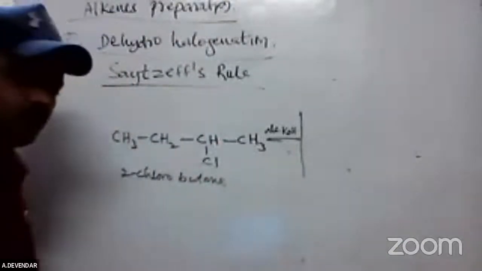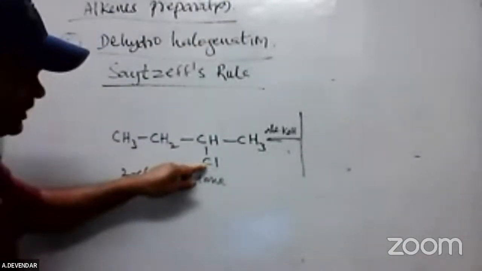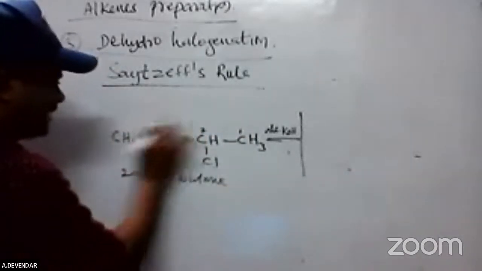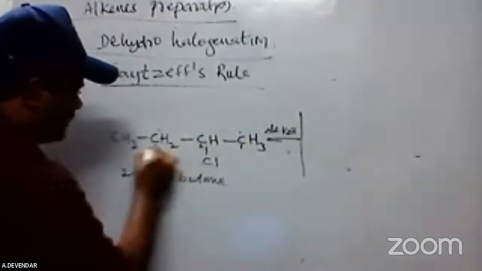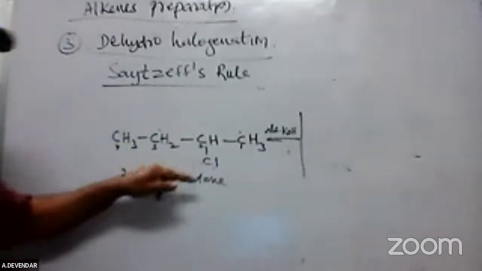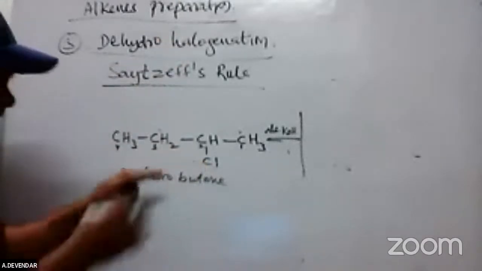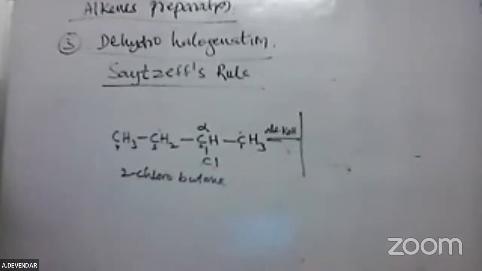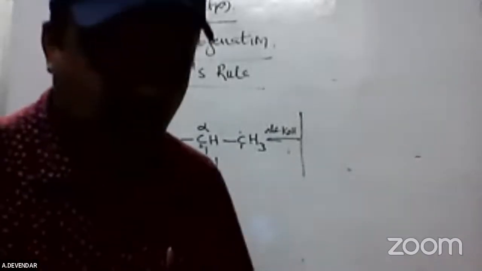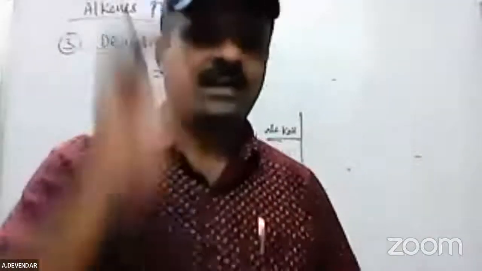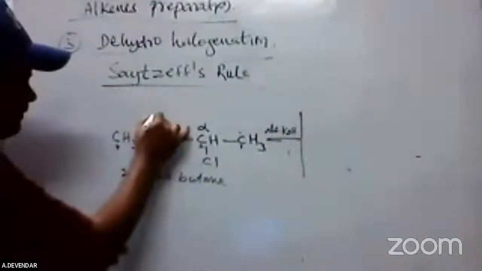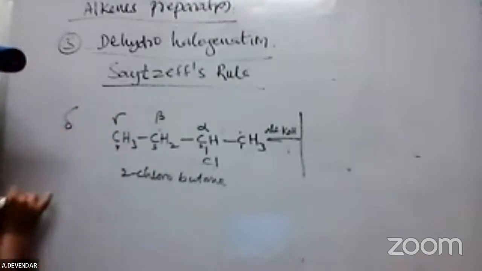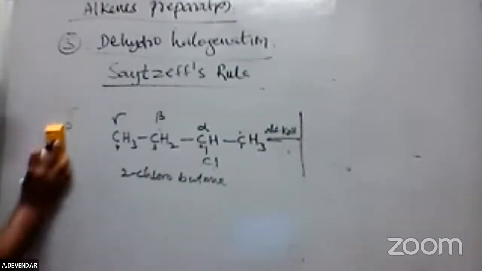Let us see. Coming to my point. Where is the halogen? Halogen is present on the second carbon atom. This is the first carbon, second, third, fourth. The carbon from which the halogen is removed is called the alpha carbon. The next carbon is called the beta carbon, the next is the gamma carbon, and the next is the delta carbon.